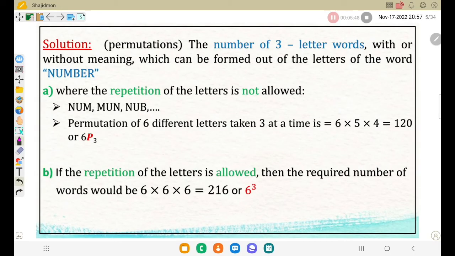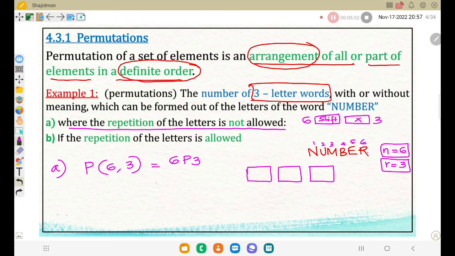What is the total permutation we are getting? 6P3 means you are getting 120 here. I am writing the answer here, equal to 120. 120 words we can form. 120 ways we can arrange that 3-letter word.